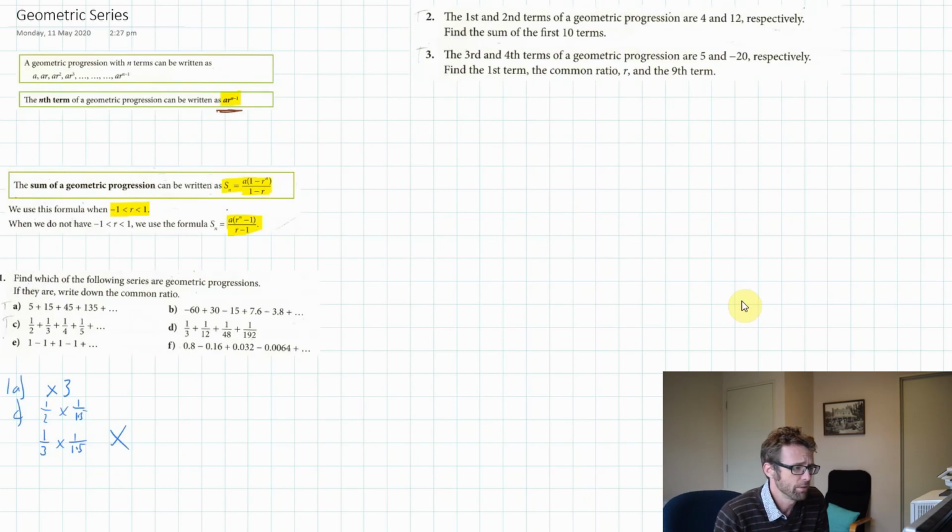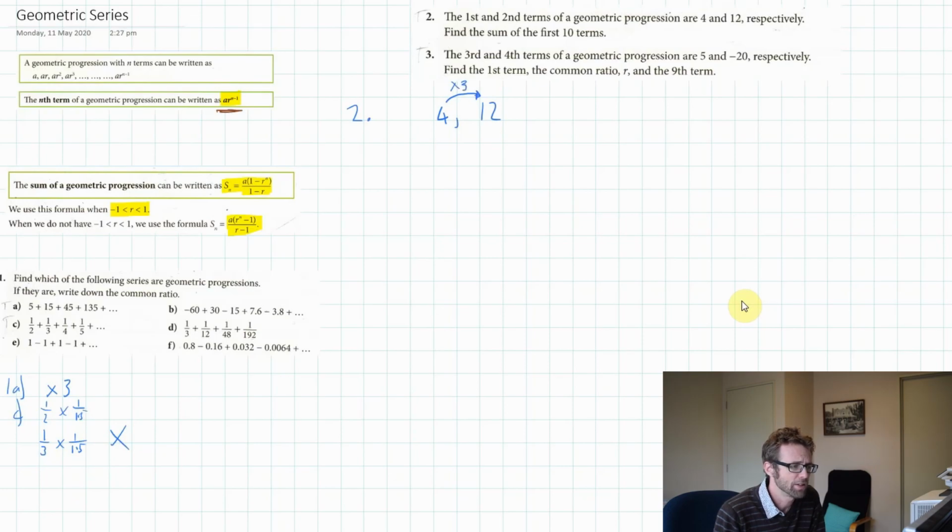All right, let's have a look at number 2. The first and second terms of a geometric progression are 4 and 12 respectively, and we've got to find the sum of the first 10 terms. So here's our progression. It goes 4, 12. Now if it's geometric, then we can work out the ratio, or the r value, is obviously 3.